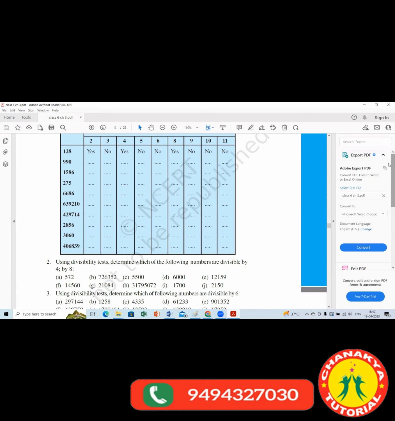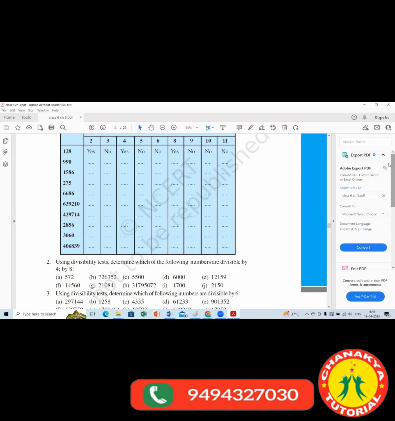Come on, 2 rule true? Please tell yes or no. By looking at the last digit, whether it is even or odd. Yes, ma'am, it is true. What about the 3 rule? Sum up all the digits. 6 plus 3 is 9, 9 plus 9 is 18, 20, 21. Does 21 go in the 3 table? Yes. 3 rule, yes.